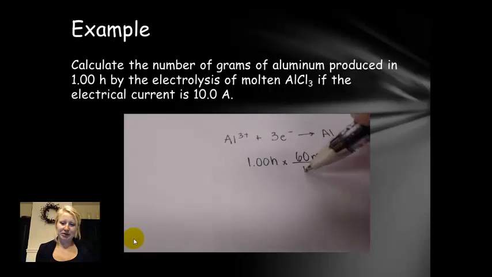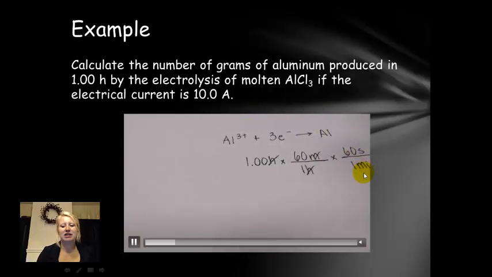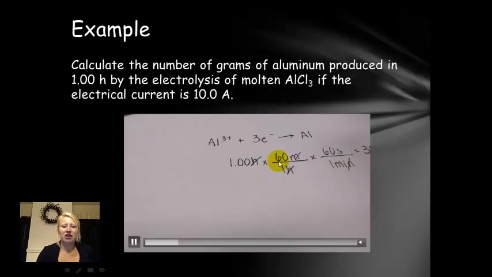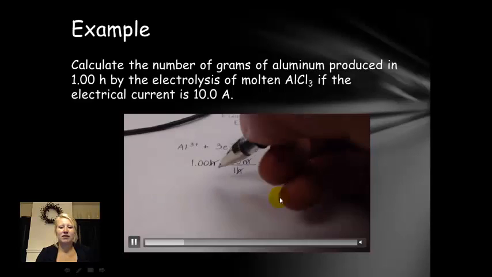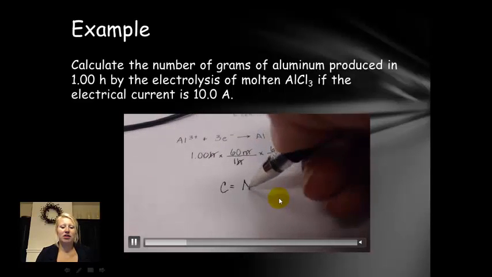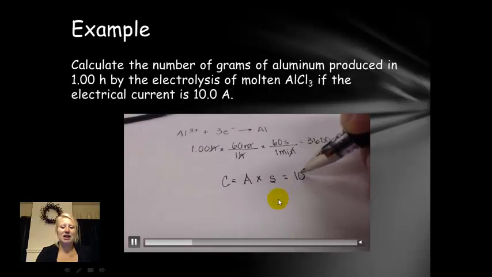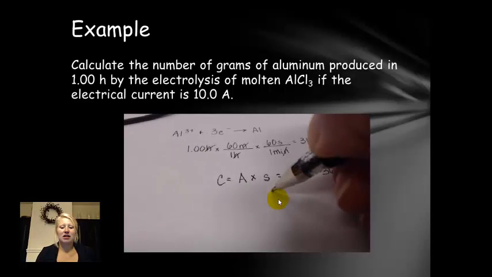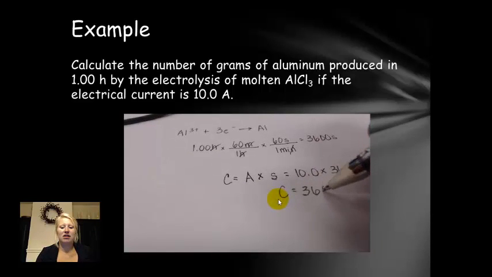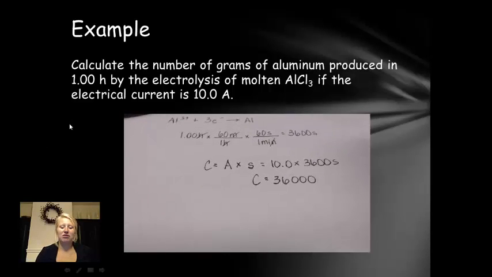And we know that 1 hour has 60 minutes in it, and that there's 60 seconds in 1 minute. So we know that 1 hour is 3,600 seconds. So if a coulomb is an amp times a second, we know that at 10 amps, 3,600 seconds means that there are 36,000 coulombs passing through this reaction.